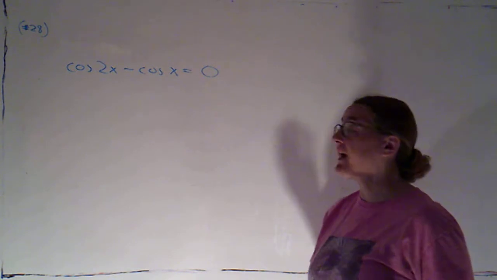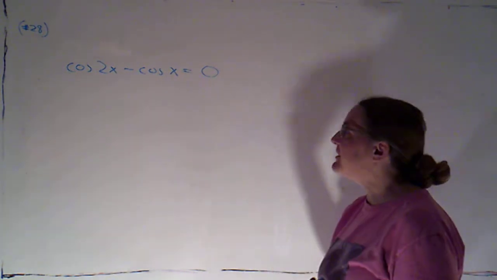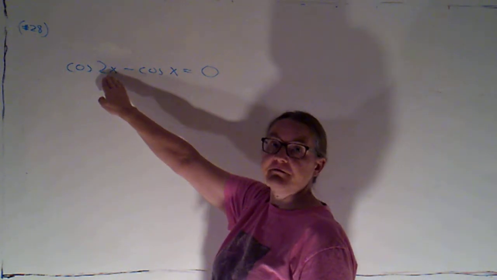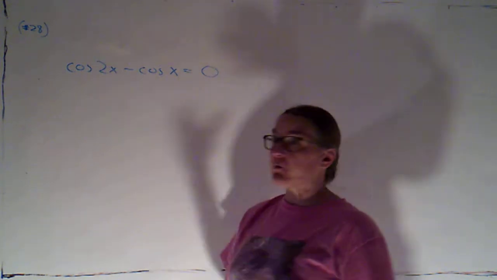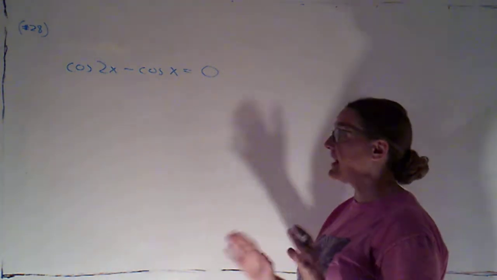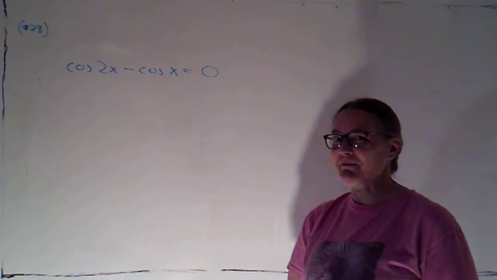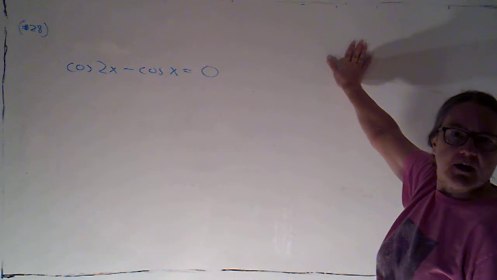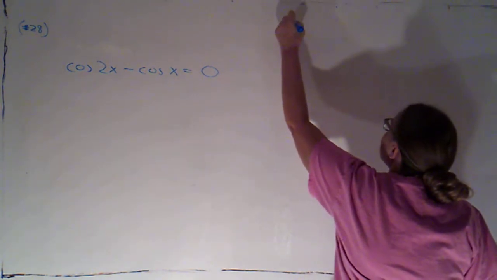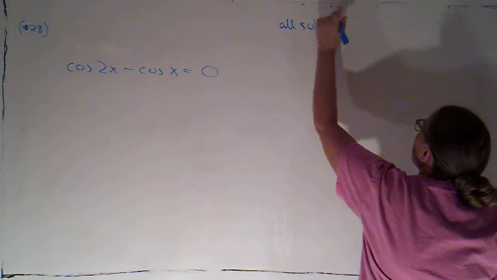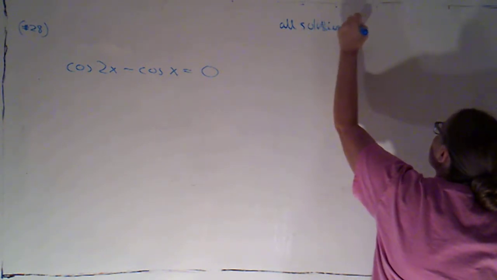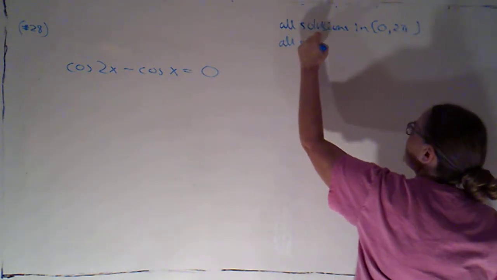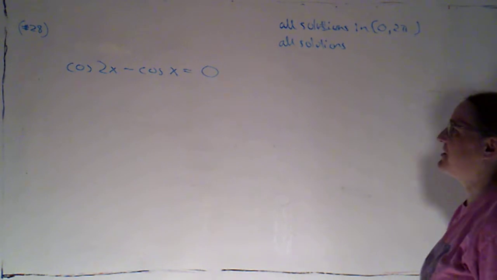I want to try to rewrite this using just one angle, and generally it's easier to make that angle x. So I'm going to use a double angle formula for cosine. I'm also hoping to write it in terms of just one trig function. So that's going to tell me which version of the double angle formula for cosine to use. Okay. And I forgot to write the directions up here, but we're going to find all solutions in the interval from 0 to 2 pi, and then we'll find all solutions. So the usual directions for solving trig equations here.